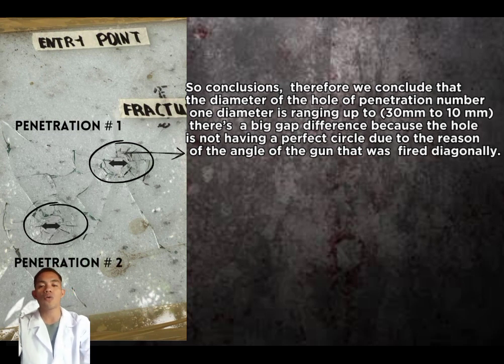So, conclusion. Therefore, we conclude that the diameter of the hole of penetration number 1 ranges from 10 millimeters up to 30 millimeters. There's a big gap in the difference because the hole is not a perfect circle, due to the angle at which the gun was fired diagonally. The left side of the glass sustained the most damage, resulting in a hole that is not a perfect circle of impact.